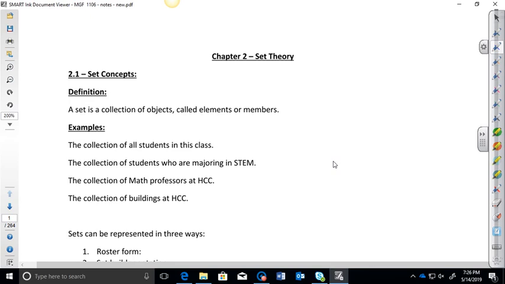And we write a set with this notation. This is how we represent a set. And this collection of objects, we separate them by commas. For example, students of this class. So if I write all of your names here, that's a set.